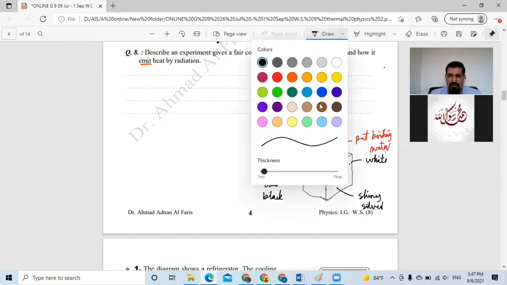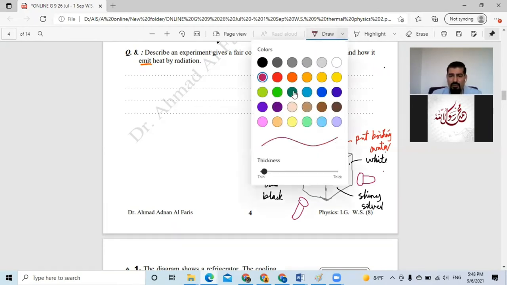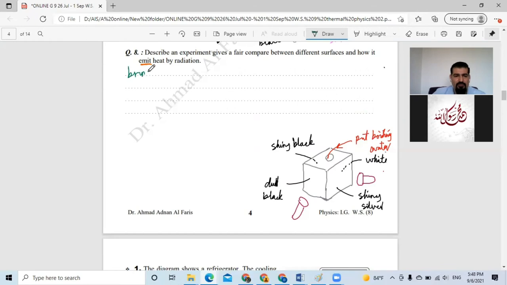Now what we will do, in front of each of these surfaces, I put a device called the infrared detector. I put it here, in front of each surface. It's hard to draw in 3D, I prefer to write it down. They are placed at the same distance in front of each surface, and these infrared detectors are connected to a counter to count how much radiation comes out from each surface.